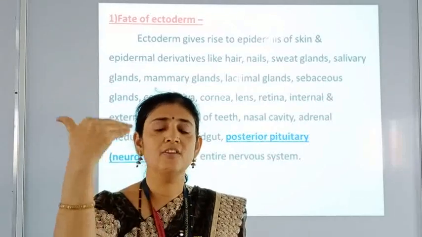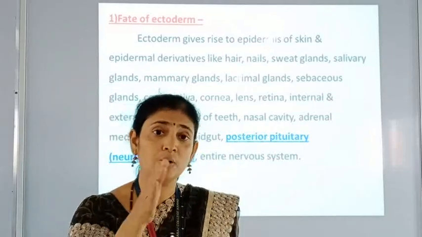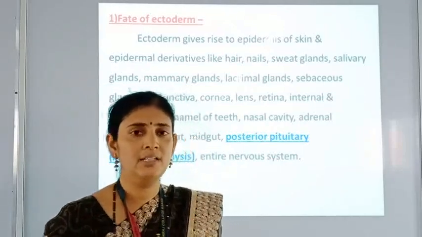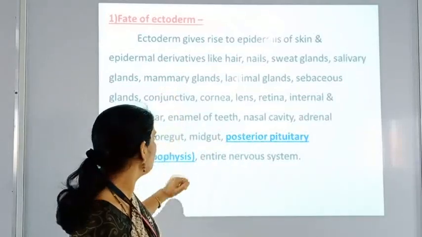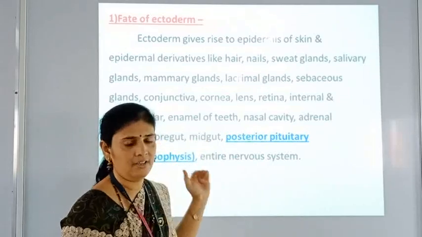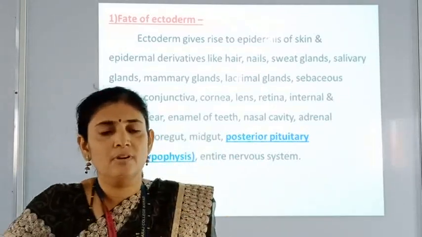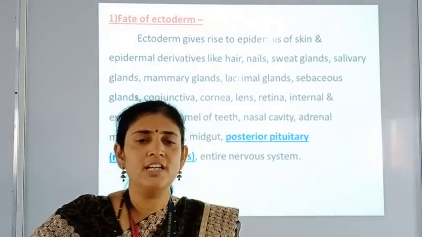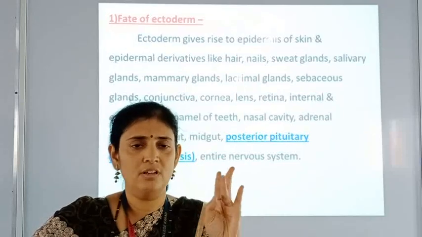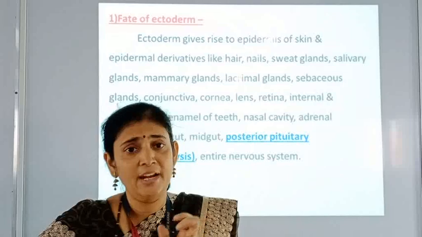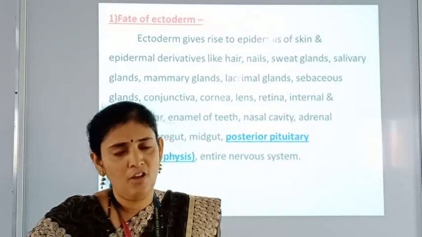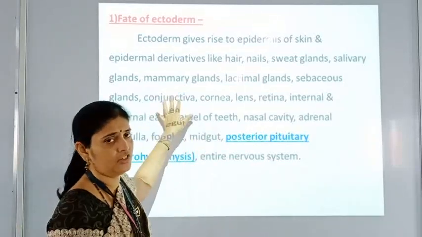Then adrenal medulla. Adrenal gland is there which is present above the kidney, that is showing again two regions, adrenal cortex and adrenal medulla. Out of that adrenal medulla, it is derived from this ectoderm, that we have to remember. Then foregut, midgut, the digestive system in the human body we have already studied, and that is showing three parts, foregut, midgut and hindgut. Out of that, the foregut parts and midgut parts are derived from this ectoderm germ layer.